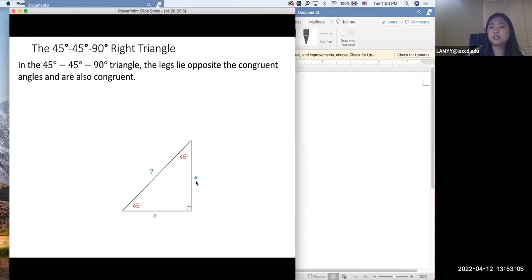So you can see this side here is A, so this side is also A, and this is a 45 degree angle and this is also 45 degrees. By looking at this triangle, can you find the length of the hypotenuse? Can you find the hypotenuse?